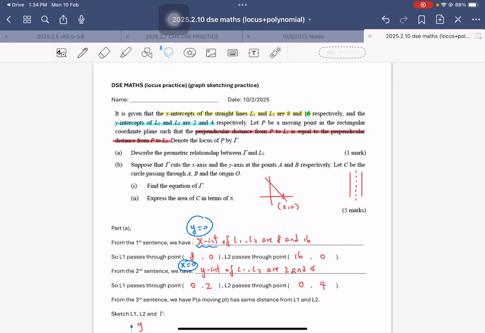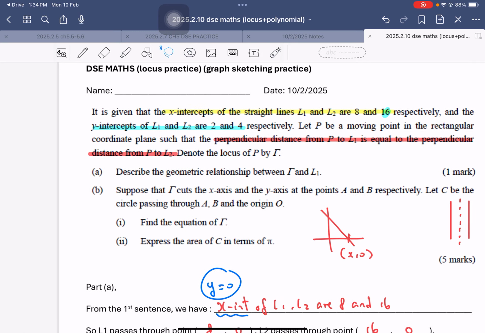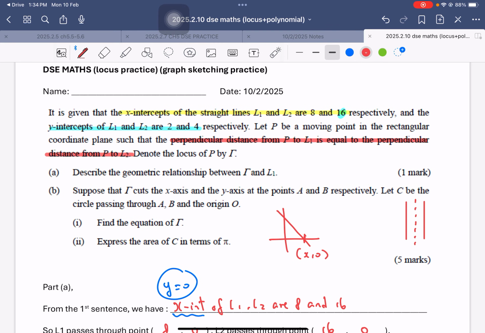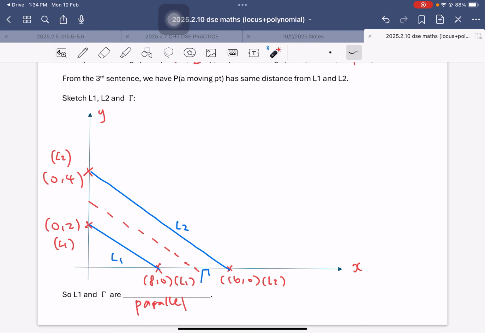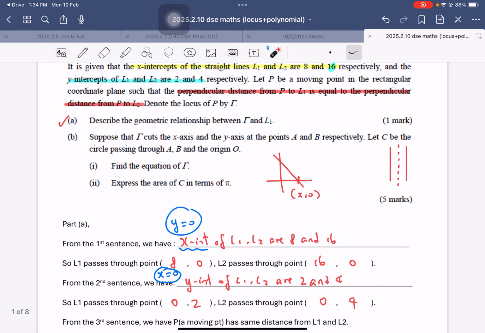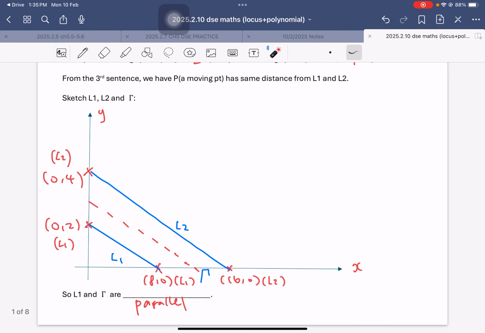Alright, so let's read the next parts. For part B, we have done part A, isn't it? Then trying to see part B. Suppose that the torque cuts the x-axis at point A. So where is point A? Savannah, where is point A? The question told you the torque, the straight line. The torque cuts the x-axis at point A, y-axis at point B. So where is point A and point B? You look at your own graph.